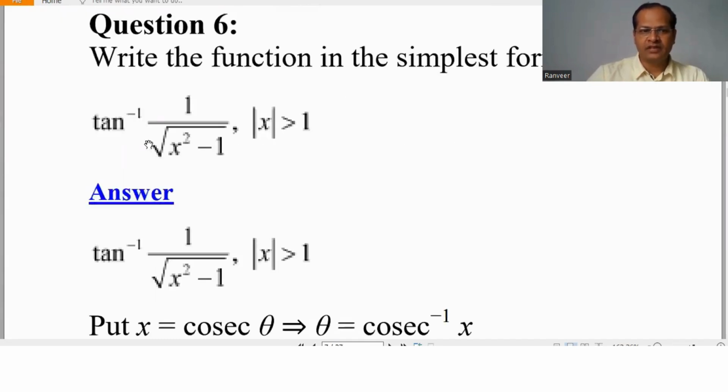Write the function in the simplest form: tan inverse 1 by root under x square minus 1.